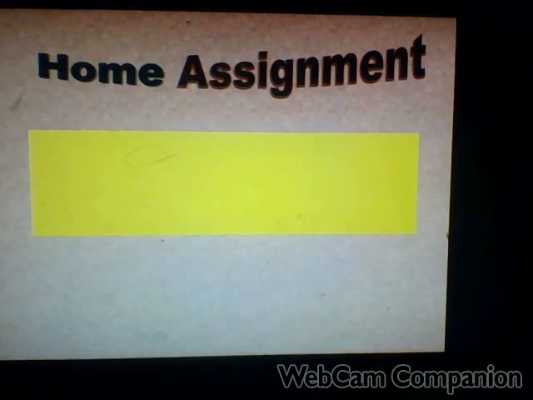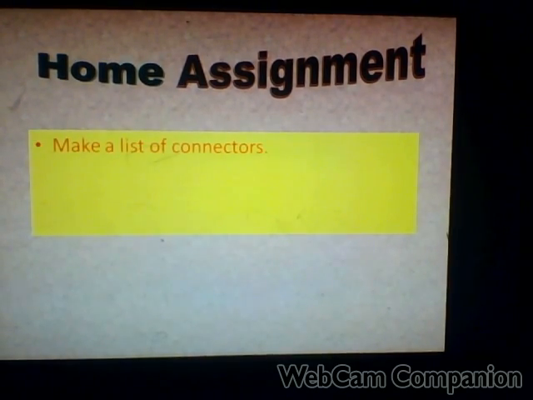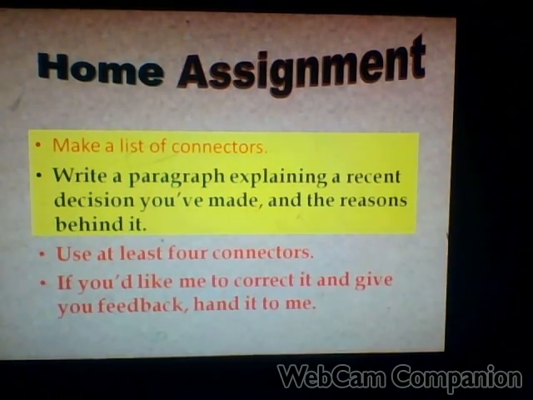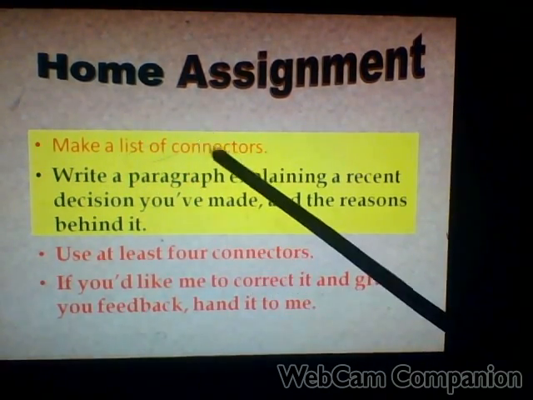Dear students, you are going to be given some homework. I hope that you are very active and intelligent. You perform this homework properly. Firstly, make a list of connectors.